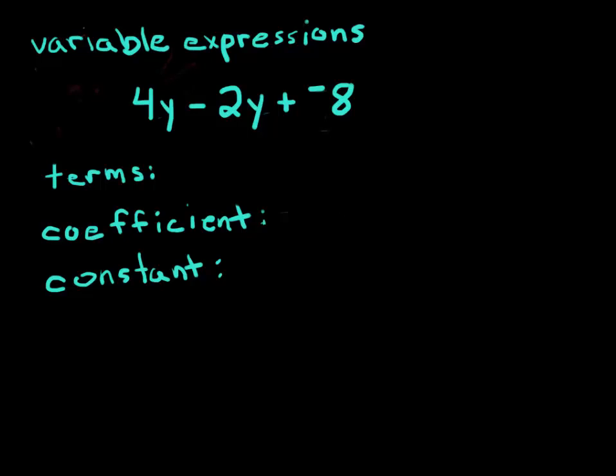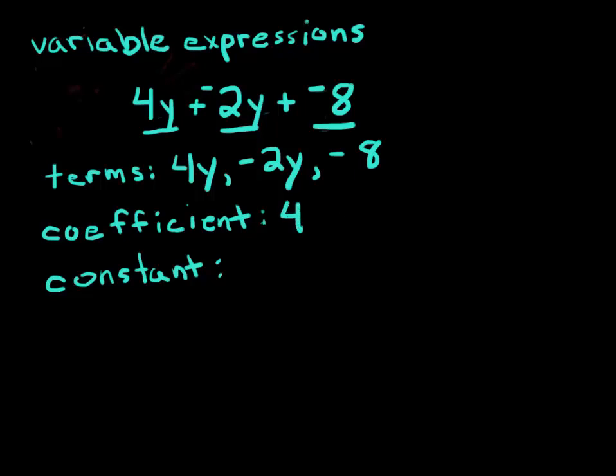What I'm going to do to fix the expression is change the subtraction to addition of the opposite. Now all of my terms are being added together. I have 4y, negative 2y, and negative 8. The coefficients in this variable expression are 4 and negative 2. And there is a constant. The constant here is negative 8.